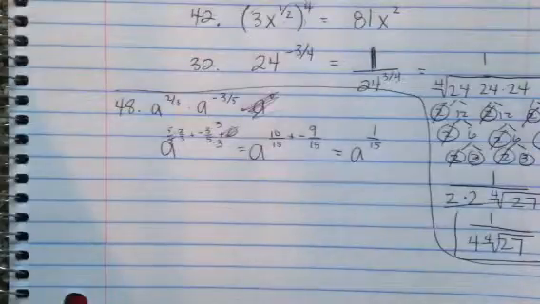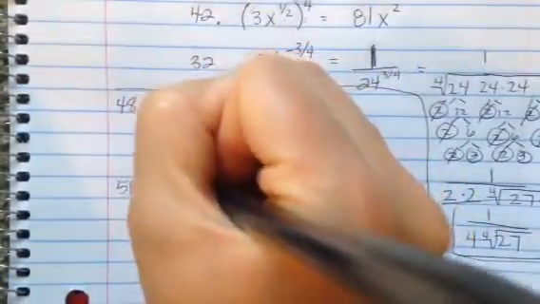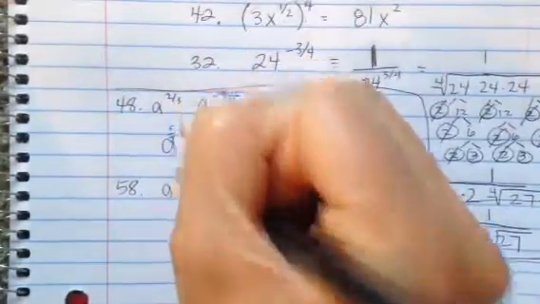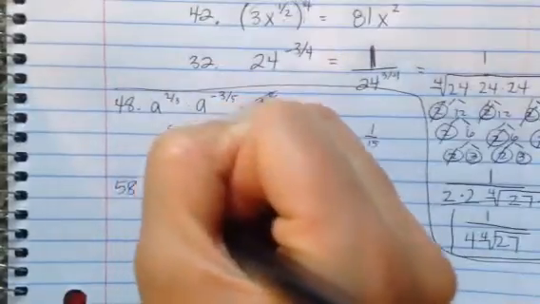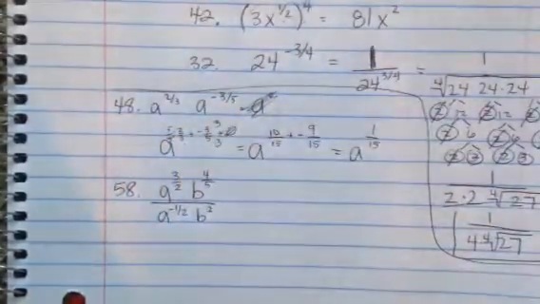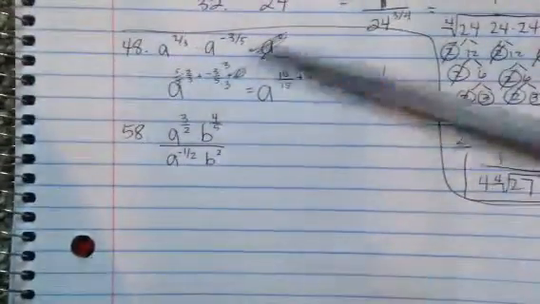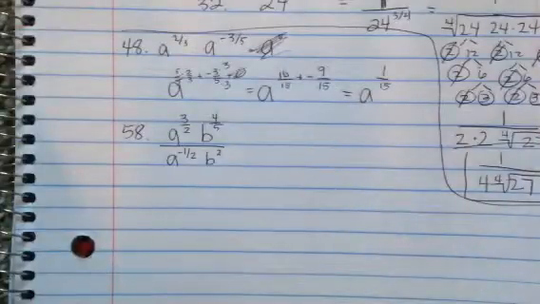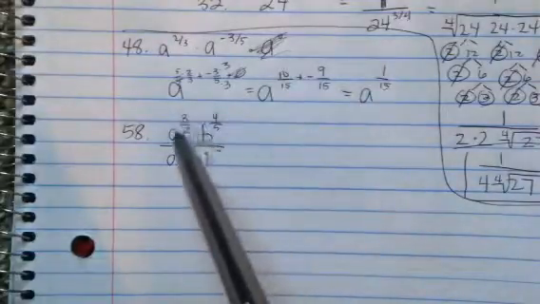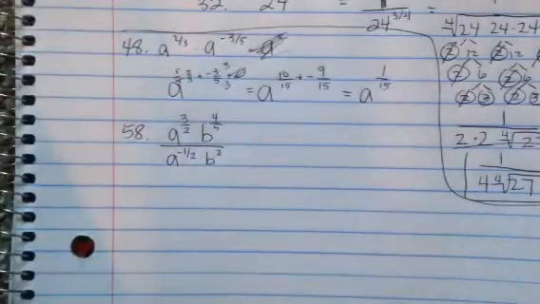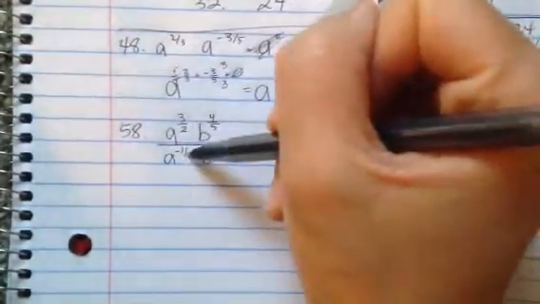Okay, let's try another one. Let's do 58. So a to the 3/2, b to the 4/5 all over a to the negative 1/2, b to the 2nd. Okay, so if you remember with fractions, when we're looking at the exponents, you want to see which one has the bigger exponent first, and then you do the bigger one minus the smaller one. But sometimes it's hard to look at fractions and say which one's bigger, because fractions just aren't whole numbers and it's a lot harder to see. So what you can do is just always do the top minus the bottom and then worry about negatives after. So let's do that.